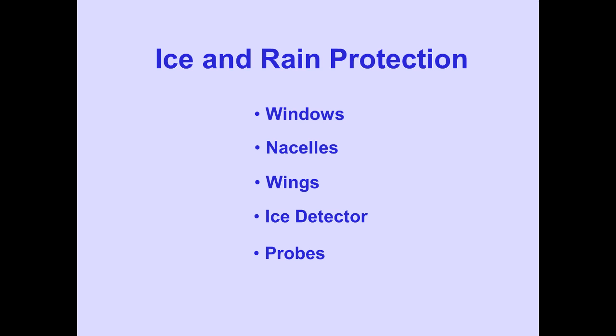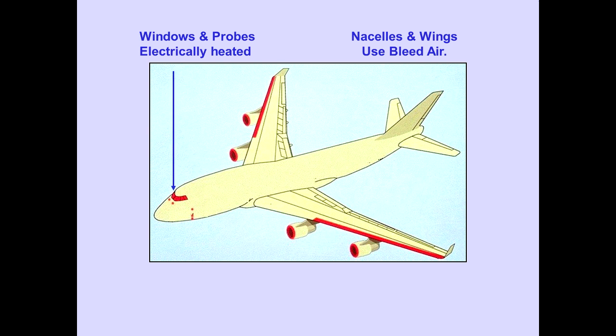In this module, we will discuss the ice and rain protection systems, including windows, nacelles, wings, ice detector, and probes. Windows and probes are electrically heated to prevent icing. Leading edges of nacelles and wings use bleed air for heating. Let's first look at ice and rain protection features for windows.